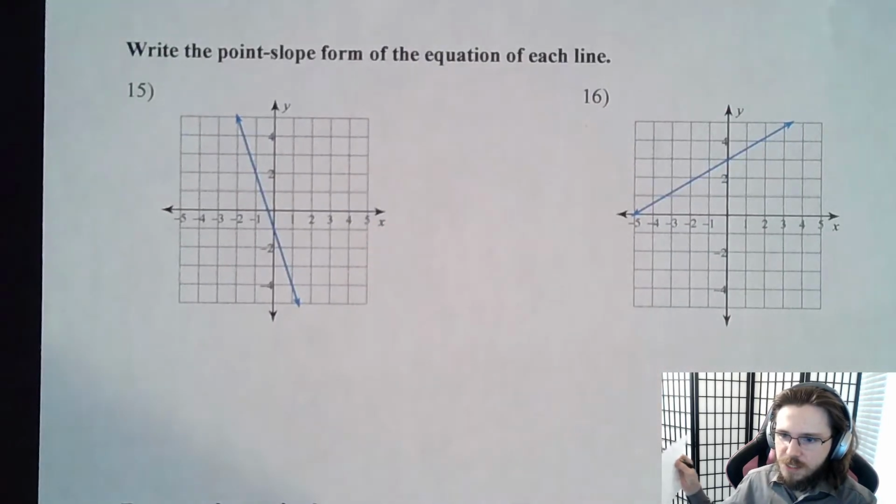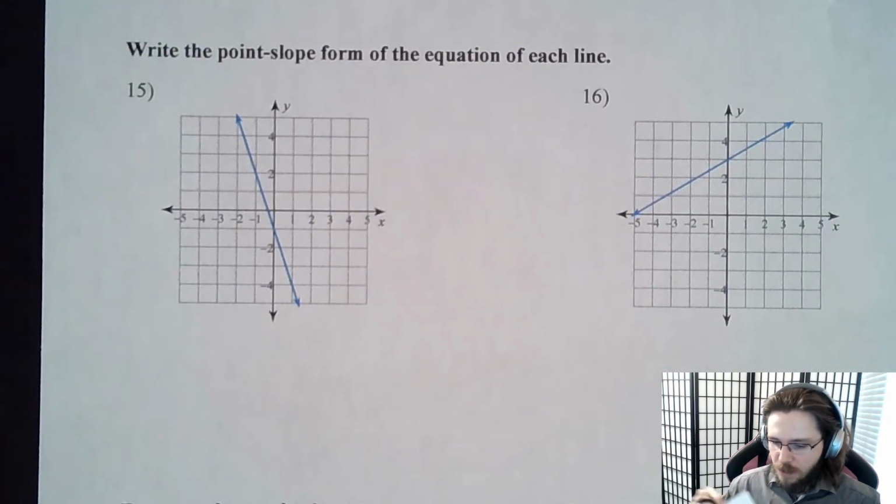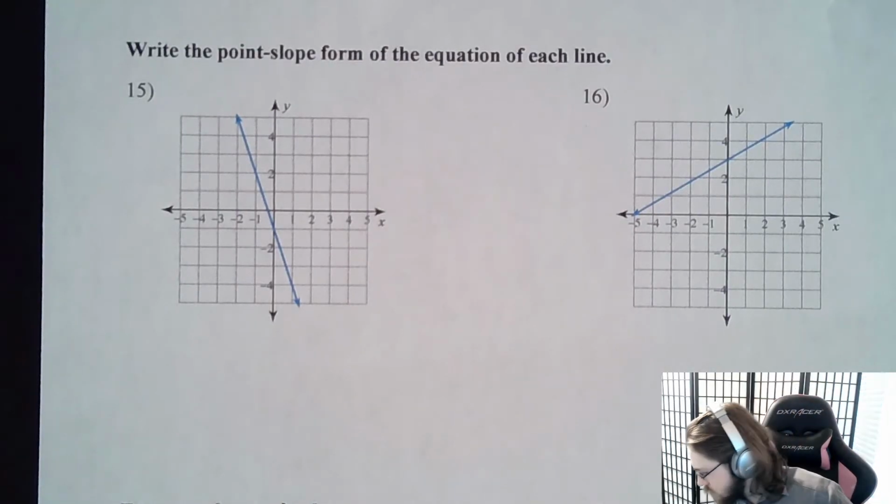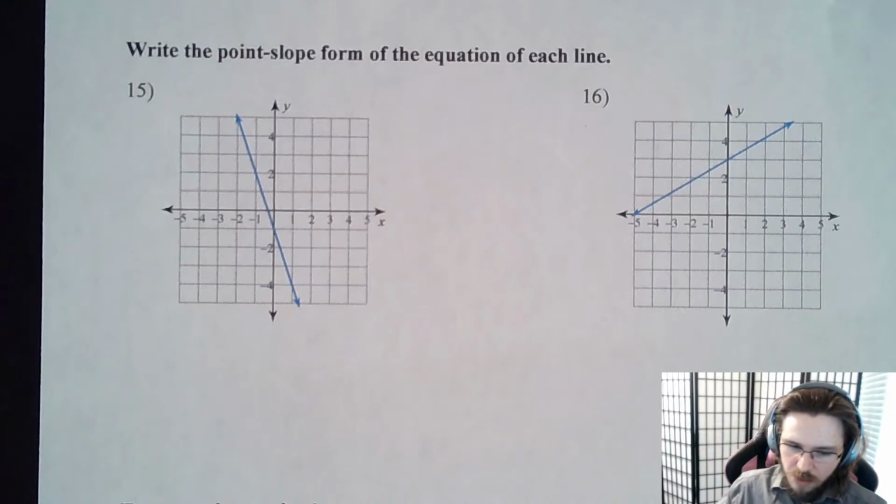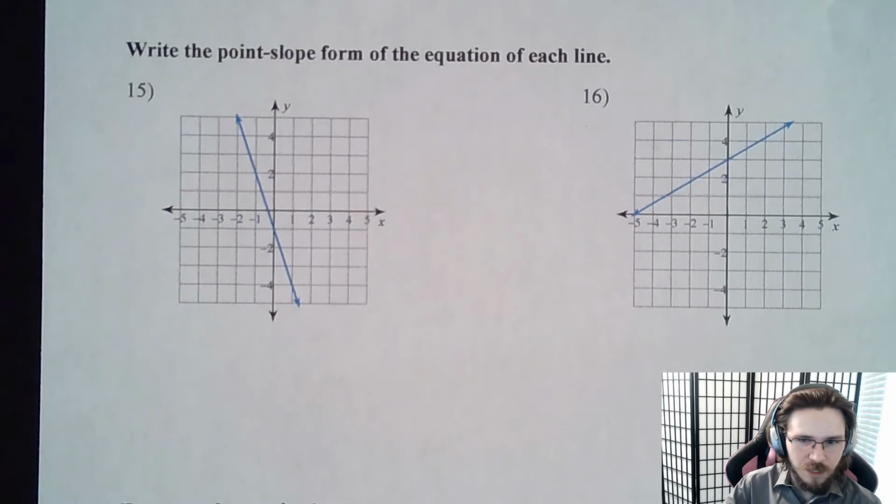Number 15 and 16 is more of the same, but I want to encourage you to do this without really knowing the point-slope form and taking your time doing that, just by doing some counting. That's why I put 2 here, so you can practice the counting if you're going to watch me do 15, and then you can do 16 afterwards. Let's check out the counting method.